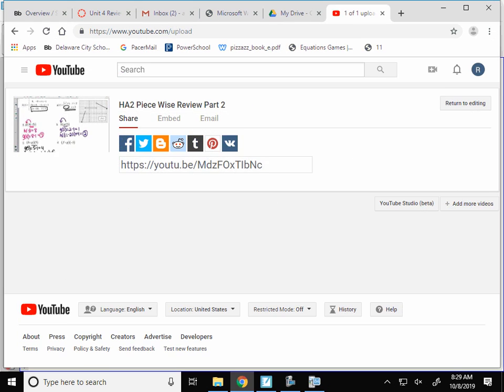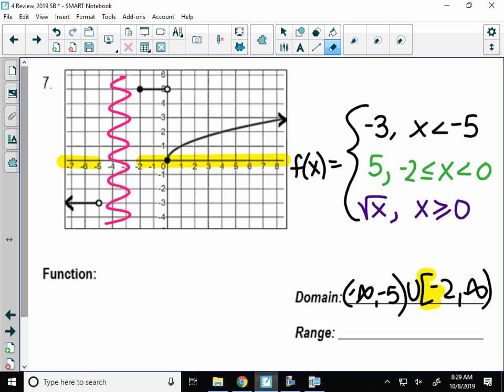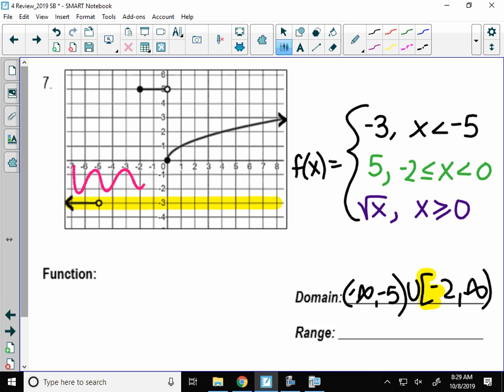All right, let's talk about the range here. My range is, let's see, just the y value of negative 3. And then I have a gap. I don't have any y values until I get back up to the next part of my function. So the first part of my range is just the number negative 3.